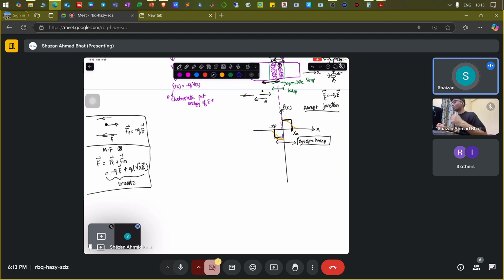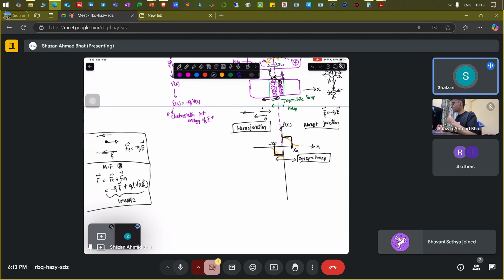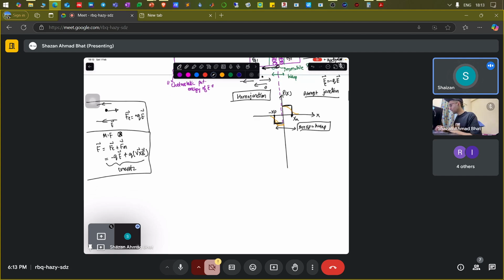I'm just talking about a homojunction device, which you have been told about in previous classes. That means this may be silicon, this may be silicon. Let's say this has energy gap Eg1, and this has energy gap Eg1 also. That means both the energy gaps are the same. So we're talking about a homojunction device here.